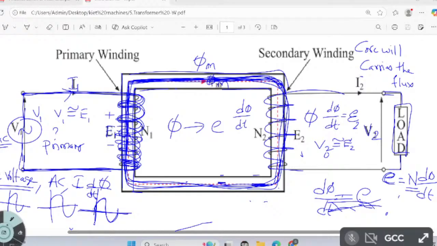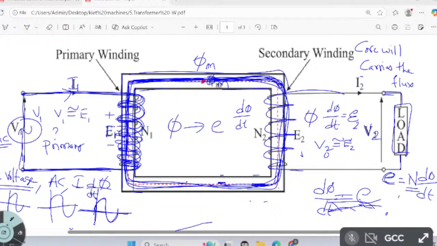So the flux is changing with respect to time here also, which is capable of establishing an EMF. That is called E2. E is equal to dφ/dt. So the magnitude of E1 and E2 depends upon the number of turns in the primary and the number of turns in the secondary. This is about working.